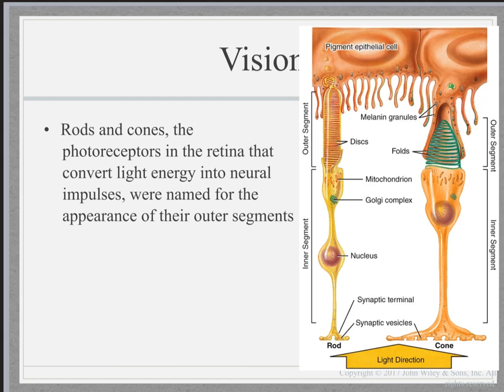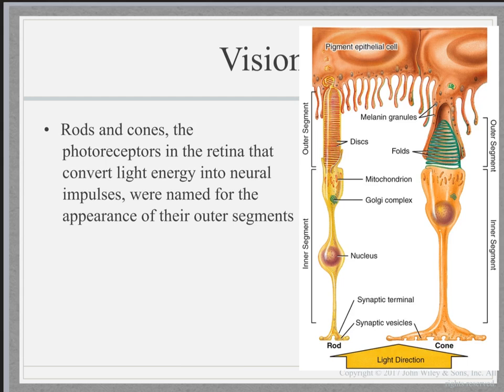So just to repeat, rods and cones, these are our photoreceptors of the eye. They're located in the retina, and their job is to convert light energy, remember wavelength and amplitude, into neural impulses, action potentials that are going to be propagated down the optic nerve through the optic radiations and then ultimately terminate in the occipital lobe or the primary visual cortex.